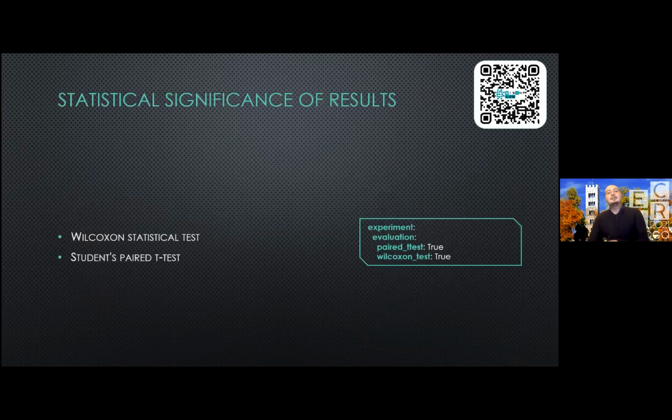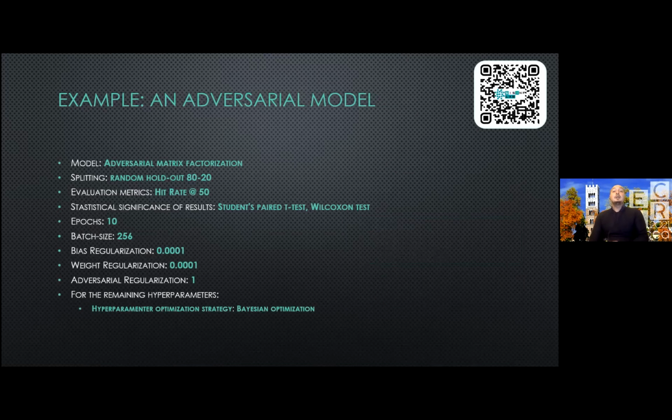And we have already seen how we can pass the statistical significance of the results. So now we know all the important points, the bullet points that we can use to tune, to modify, to play with our configuration file, which you can find both in the GitHub of the hands-on session and in the GitHub of Elliot. And you can connect to it using the QR code in the top right corner of the slide.